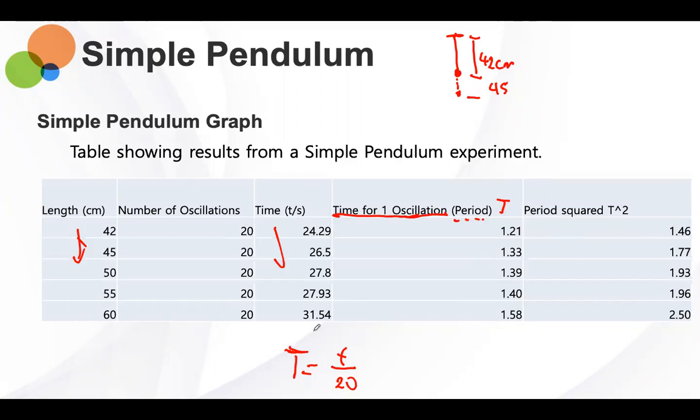All right. So we found the period, and we see that if we increase the length from 42 to 45, there will be a change in the time it takes to complete one oscillation from 1.21 to 1.33. And the same thing, as the length increases, the period will also increase. The period will increase from 1.21 to 1.33 to 1.39. Are we seeing that it is increasing? Yes, sir. All right.